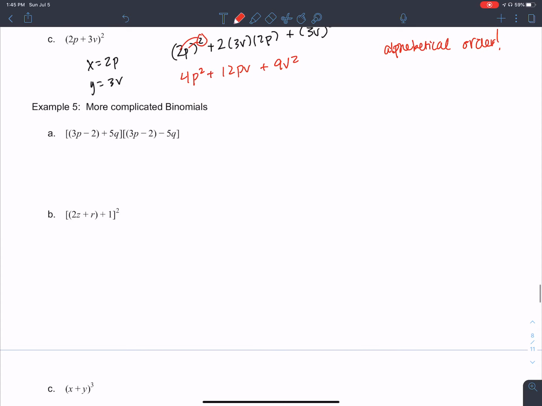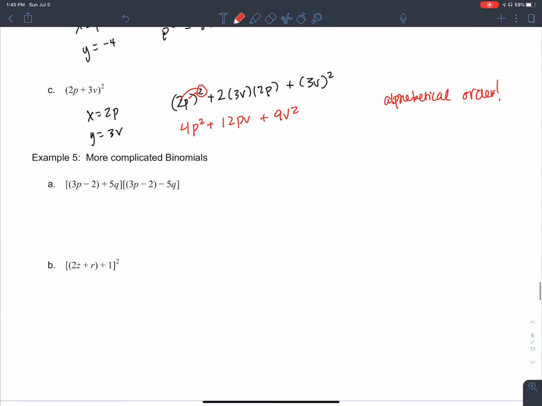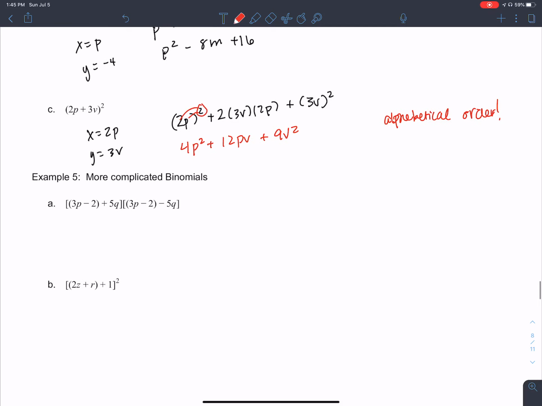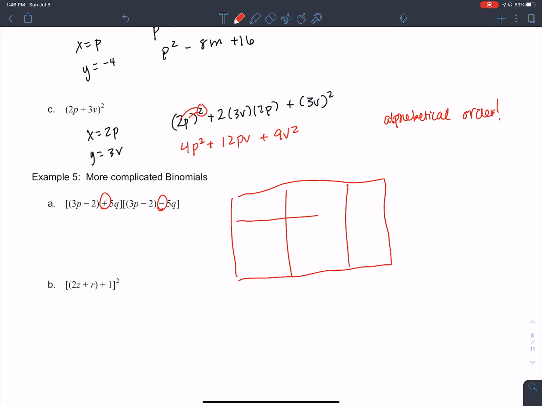Okay? All right, so let's do a more complicated one. This is a difference of squares, okay? But I'm still going to box it up, okay? It's actually a 3 by 3, so I need a bigger box here. So let's do a 3 by 3. So the parentheses that it has doesn't necessarily matter too much. So here we go.